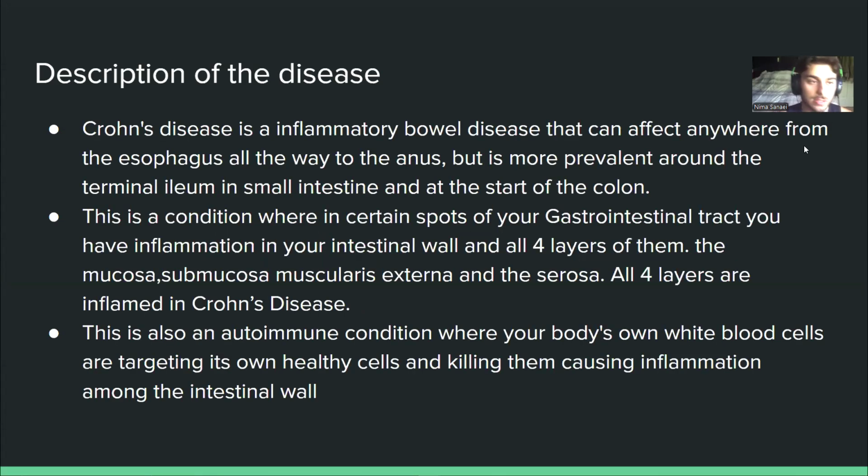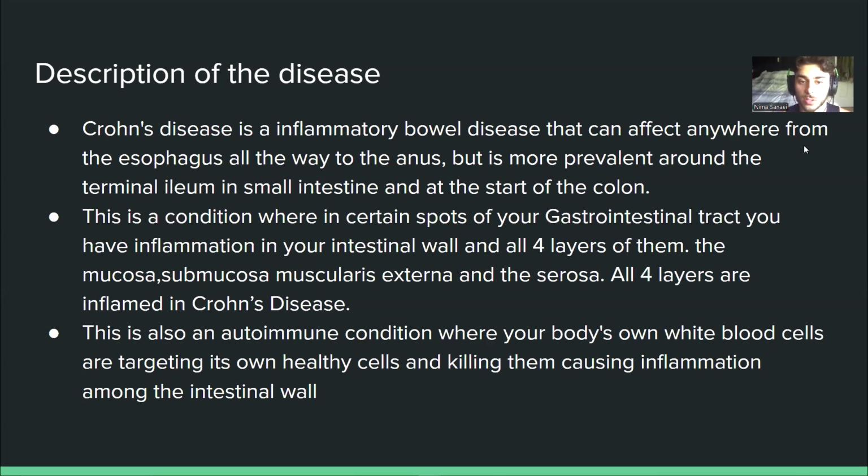A quick description of the disease is that it is an inflammatory bowel disease that can affect anywhere from the esophagus all the way to the anus. But it is more prevalent in the terminal ileum in the small intestine and around the start of the colon, usually the S ending of the colon.